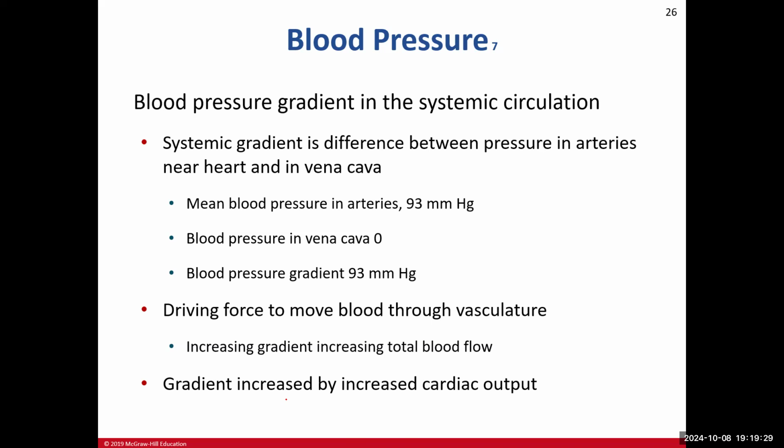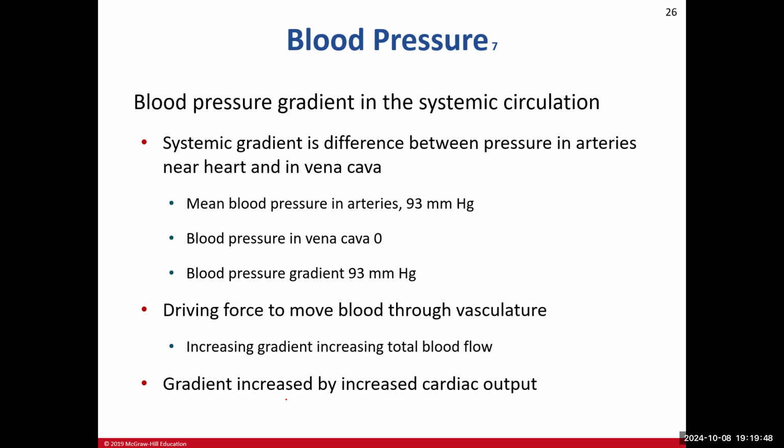Systemic gradient. We saw that the pressure in the arteries was at the highest and at the lowest at the veins at the heart. So in the aorta, the blood pressure was the highest, and at the vena cava, it's the lowest, all right?